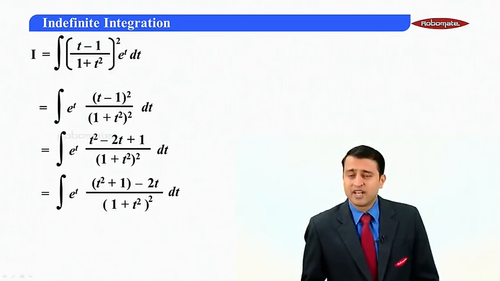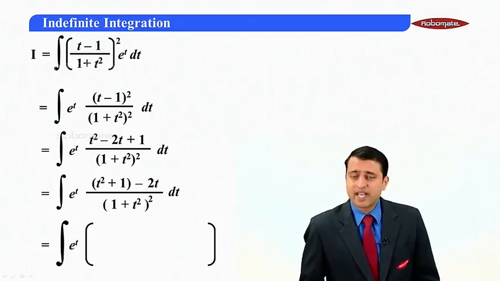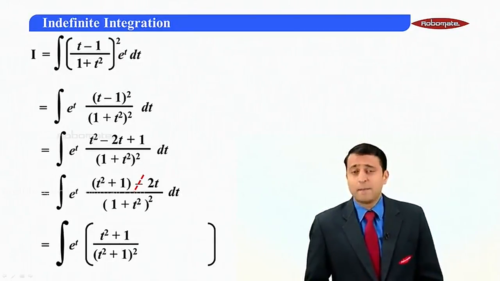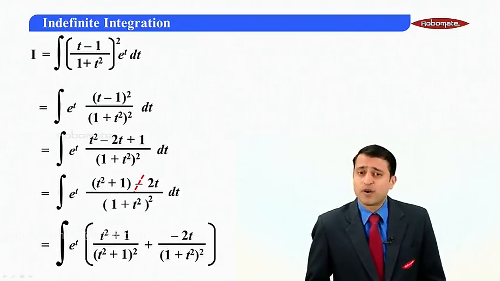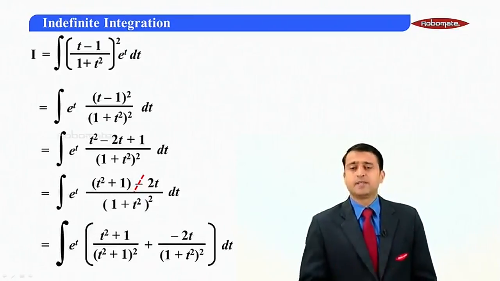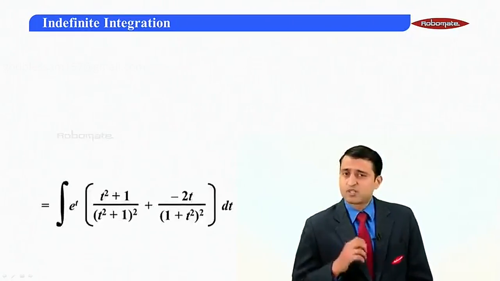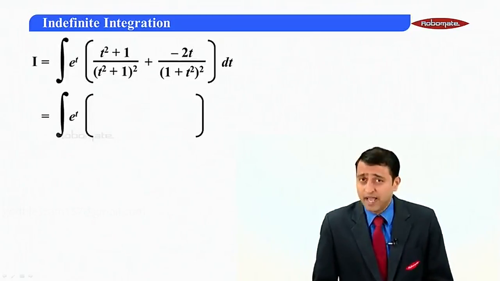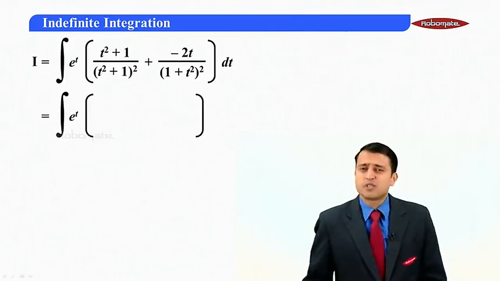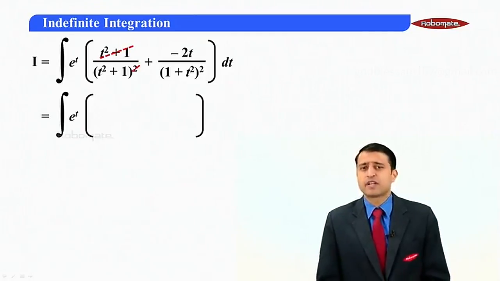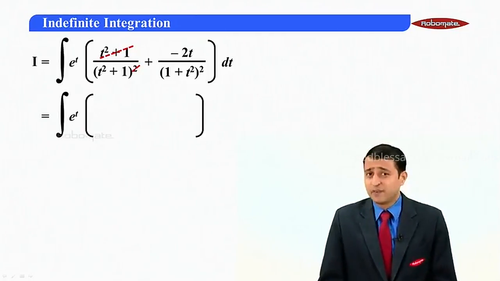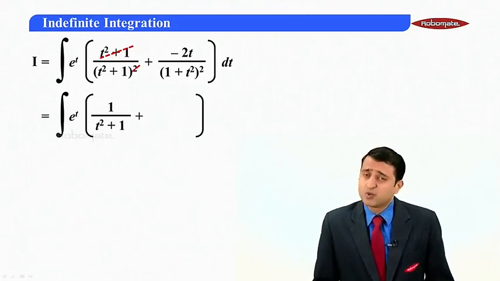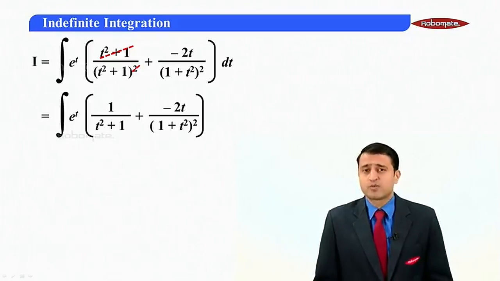Now my dear students, let us separate. In the next step, can I write it as e raised to t, (1 plus t square) upon (1 plus t square) the whole square plus of minus 2t upon (1 plus t square) the whole square and a dt. Is that okay my dear students? So let us copy this step. So in the next step, I can write e raised to t into brackets. Can I say 1 plus t square in the numerator and 1 plus t square in the denominator cancels. So effectively I am left with 1 upon (1 plus t square) and plus of minus 2t upon (1 plus t square) the whole square dt.